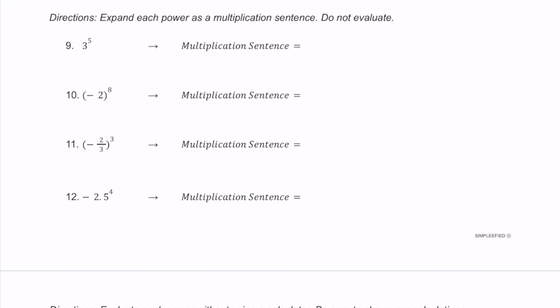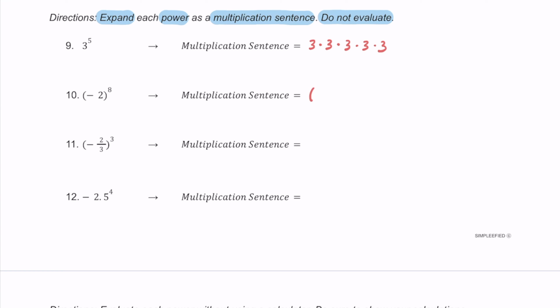Here what we're going to do is we're going to expand each of these powers. So we're going to be given powers, and we're going to go ahead and write the multiplication sentence. We do not need to evaluate these though. We're just going to go ahead and see what this represents. So for number 9, we have 3 to the 5th power. We're not going to go ahead and solve it, but as a multiplication sentence, this would be 3 times 3 times 3 times 3, and then 1 more. So there should be 5 of these 3's multiplied together. Okay, it's not 3 times 5, there are 5 of these 3's multiplied together. For number 10, we have -2 raised to the 8th power.